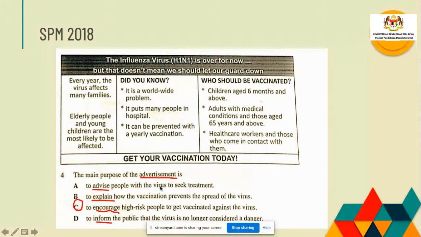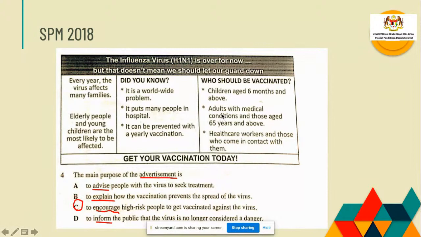Okay, what about B? To explain how the vaccination prevents the spread of the virus. Ada tak cakap macam mana vaksin tu mencegah? Tak ada kan? Jadi A and B memang salah. C, to encourage high risk people. Kenapa jawapan dia C? Sebab inilah perkataan high risk ni. Kan saya ada sebut tadi kan, children dengan adults adalah high risk. So that's why the answer is C.